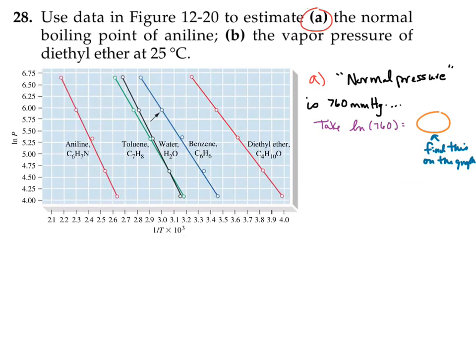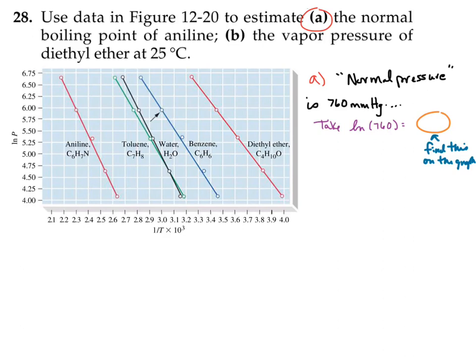So this is the first question, and it picks on two substances. In A, it's aniline, and in B, it's diethyl ether. It says, use the data in this figure to estimate the normal boiling point of aniline. This is kind of like what we did. Normal boiling point means the temperature at which the equilibrium vapor pressure is 760. So you have to convert 760 to something from the Clausius-Clapeyron plot. Take the natural log of that, like we did before.